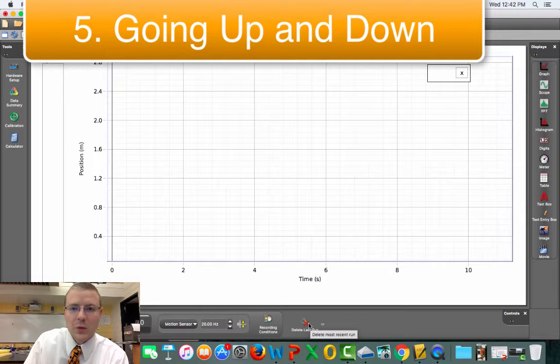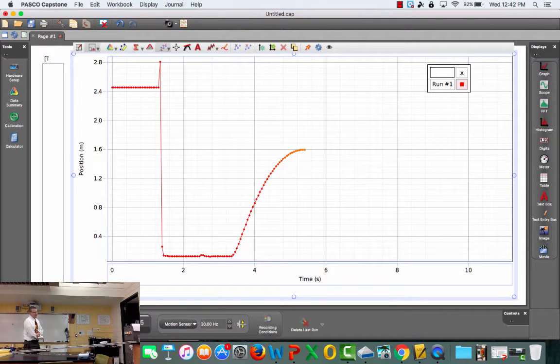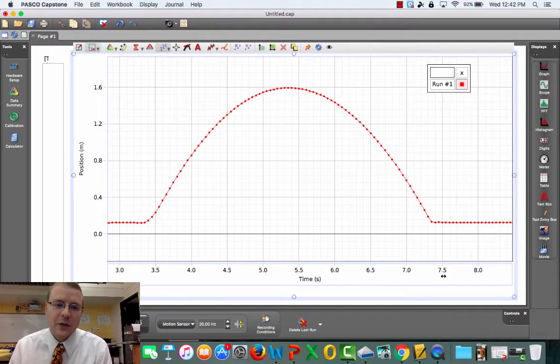In scenario 5, I'm going to put the motion sensor at the bottom like it is, and we're going to give the cart a push up the ramp, and I'm going to catch it right before it comes back to the sensor. So here's the position time graph for scenario 5. You can see it started near the sensor. I was moving very quickly in the beginning, moving away from the sensor, flattened out near the top, and then I have an increasing negative slope on the way back. So that's what's going on with my position every single second.